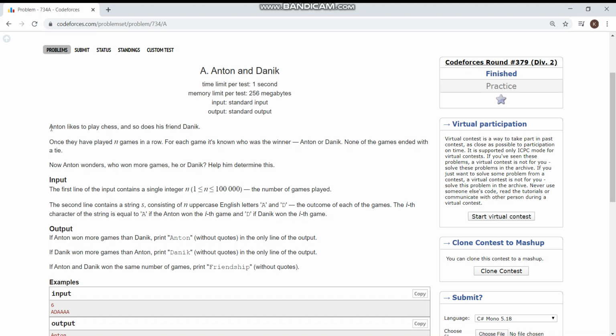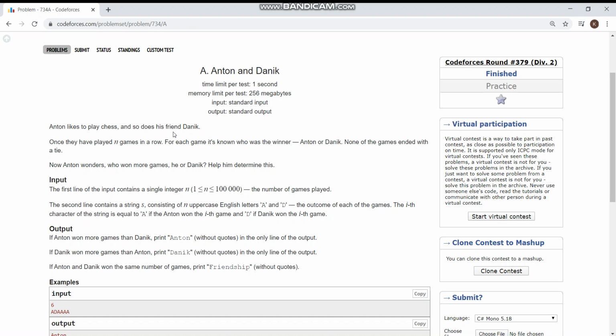Anton likes to play chess and so does his friend Danik. Once they have played n games in a row, for each game it is known who was the winner, Anton or Danik. None of the games ended with a tie. Now Anton wonders who won more games, he or Danik. Help him determine this.